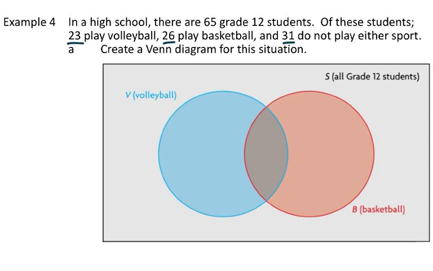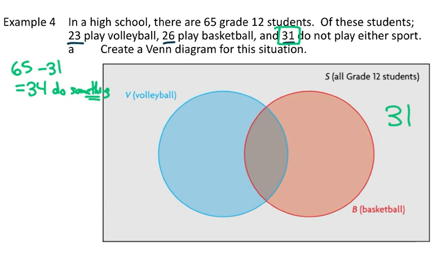What we can say with absolute certainty is that these 31 who do not play either sport will not fit in the volleyball part of the Venn diagram. They will not fit in the basketball part of the Venn diagram. They will fit out in the universe. We can then take a look and say, well, there were 65 people in total. We placed 31 of them in the Venn diagram, meaning 34 of those students do something. Whether that be one sport or both sports.